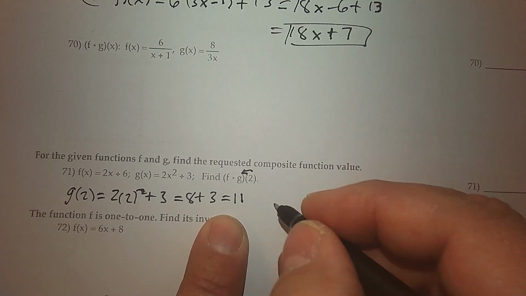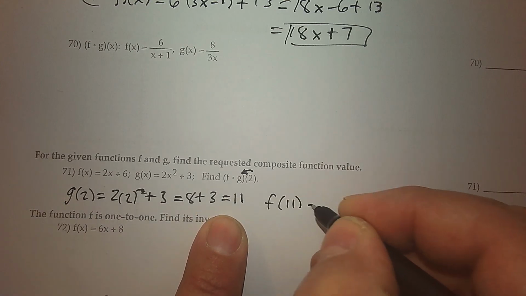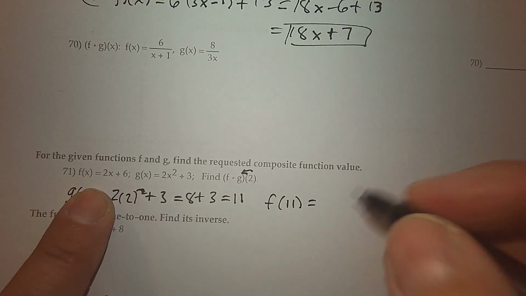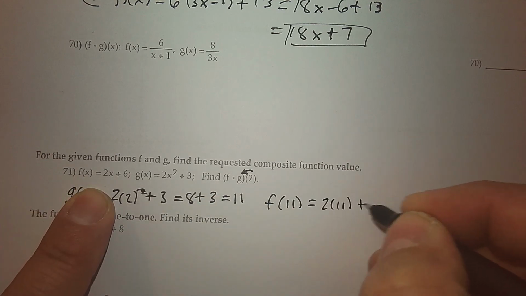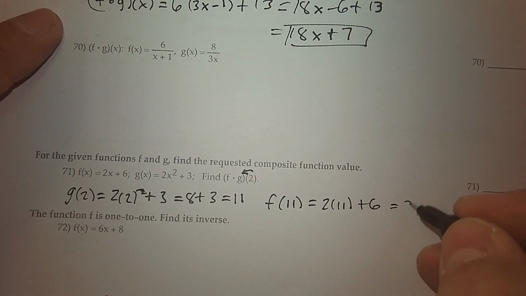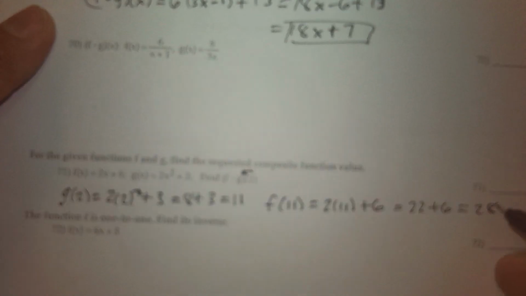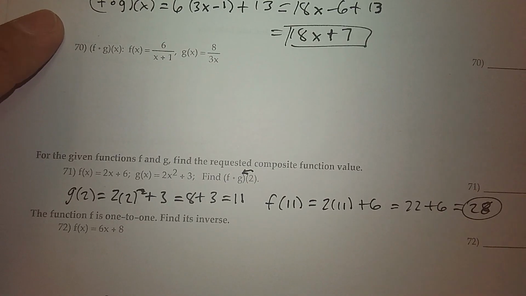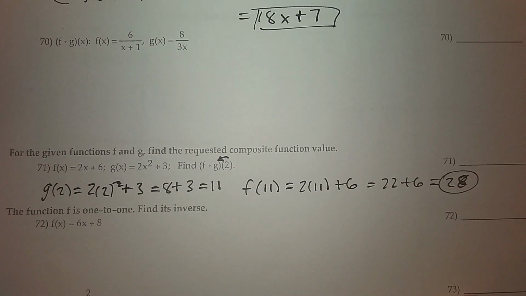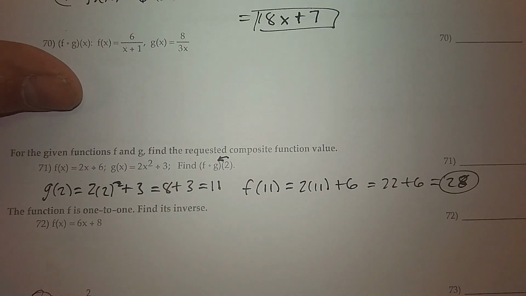11, and then what do you do with that answer? You take that answer and plug it into f. And it's 22 plus 6, which is 28. 73.